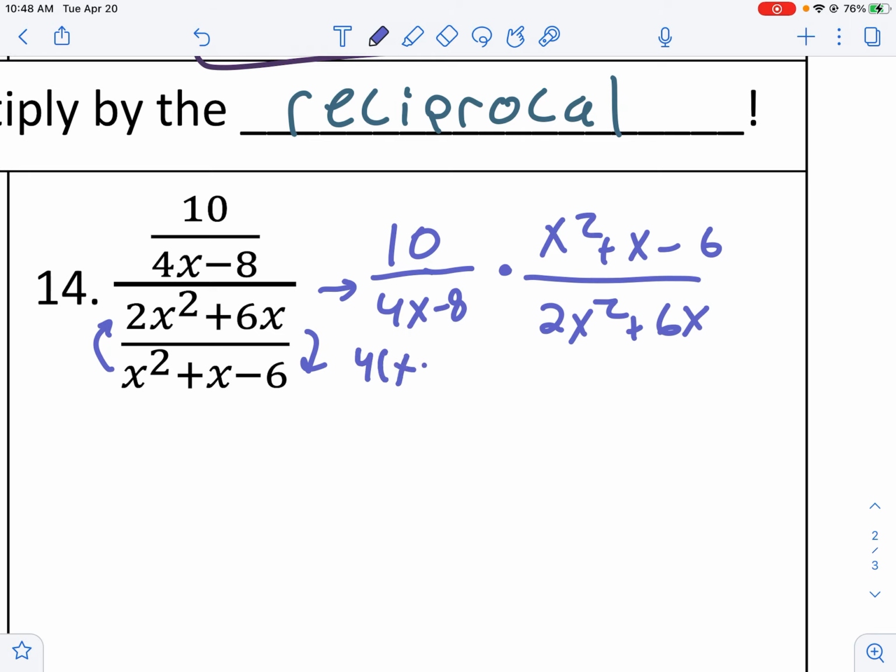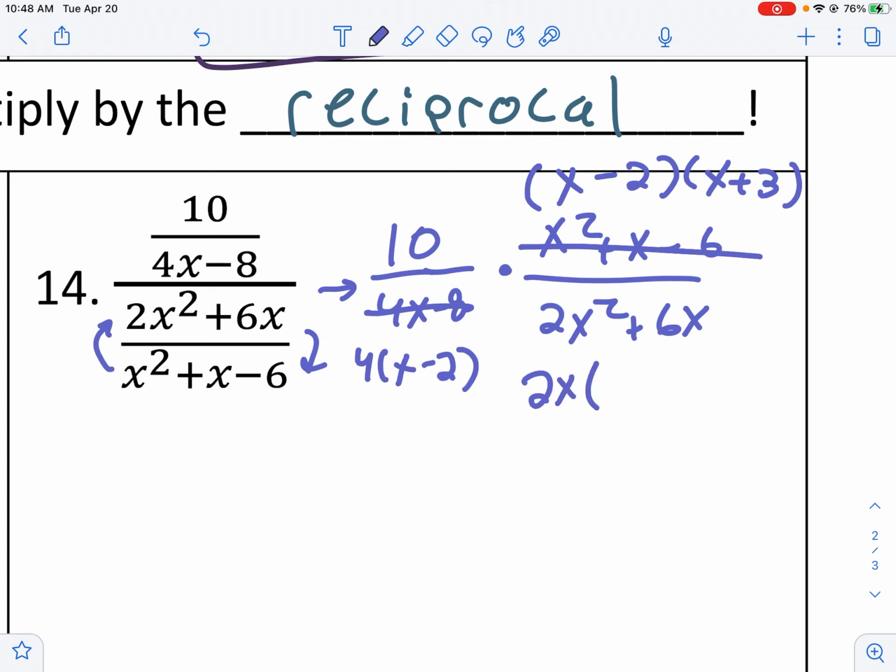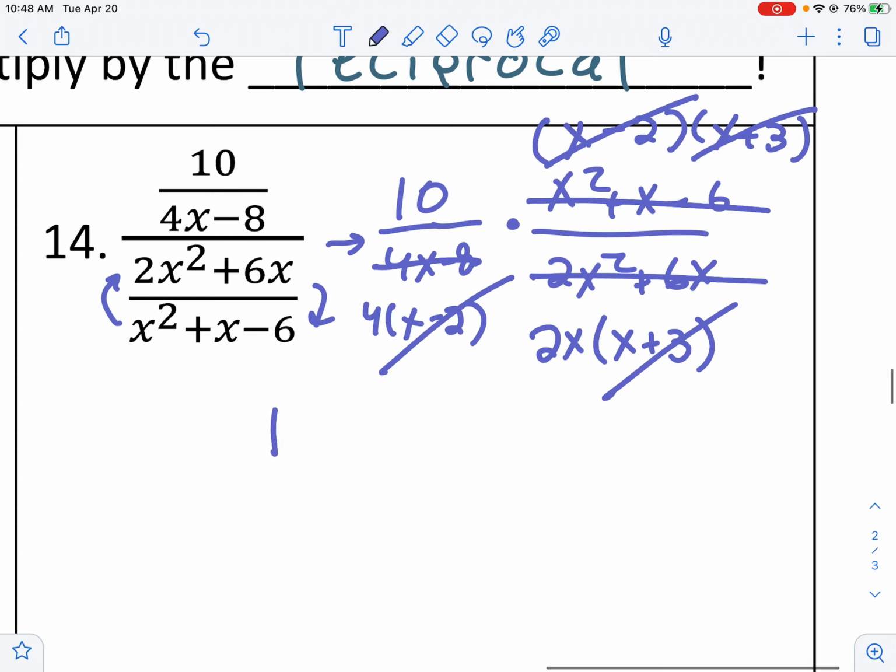So factoring, we pull a 4 out, that's x minus 2. Don't need that anymore. Factoring this top, I'm going to guess it's x minus 2. That means x plus 3 because of that x minus 2 we found in the bottom. And then lastly, 2x comes out of here, and we're left with x plus 3. Don't need that anymore. So x plus 3 and x plus 3 cancel. X minus 2 and x minus 2 cancel, so let's put that together.